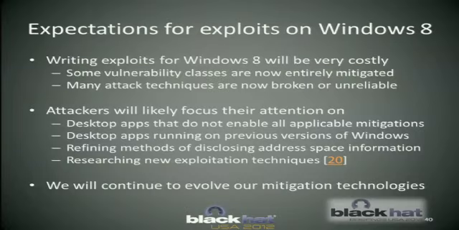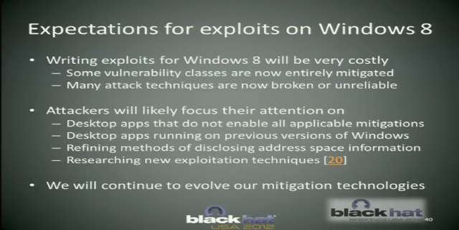Okay, so to wrap up, our expectations for exploitation on Windows 8. We believe, because of the investments that we've made in Windows 8 and in previous versions of Windows, writing exploits for Windows 8 is going to be very costly. In certain cases, we've actually taken steps to mitigate certain vulnerability classes entirely. So if you think back to range checks and the kernel NULL dereference protection, these both turn what were previously elevation of privilege vulnerabilities into things that are now denial of services. And we've also taken steps to make sure that many of the techniques that attackers have relied on in previous versions of Windows are now broken and unreliable.